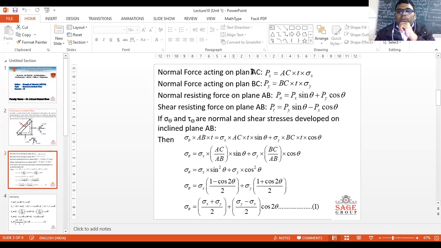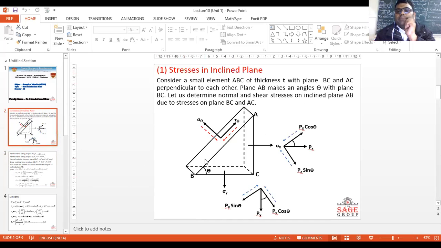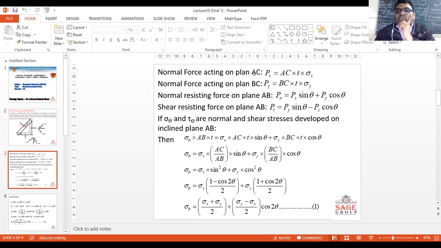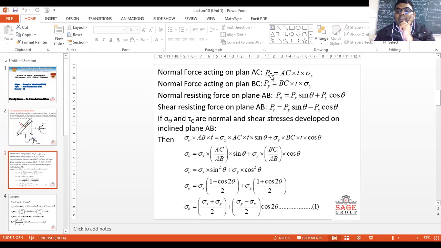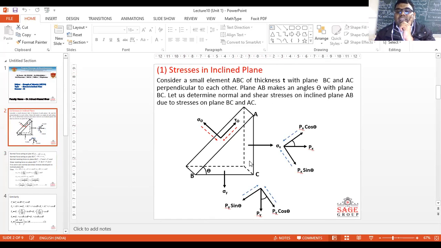So the normal force acting on the plane: you can see the normal force acting on BC is this and on AC is this. Okay, so the normal force acting on AC. See, AC is this. How can we find it? We have Px equals AC T into sigma x. AC is this, T is the thickness, so it becomes the area of this plane. You calculate this area by AC multiplied by the thickness.